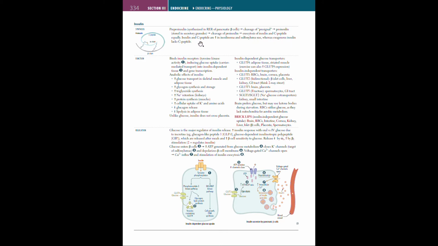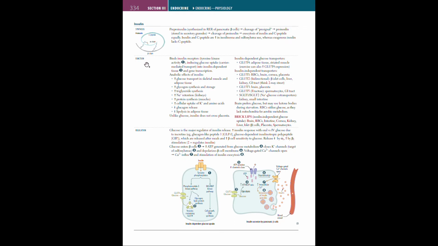Insulin and C-peptide are increased in insulinoma and sulfonylurea use, whereas exogenous insulin lacks C-peptide. So exogenous means the external insulin injections that we take. It does not have C-peptide.